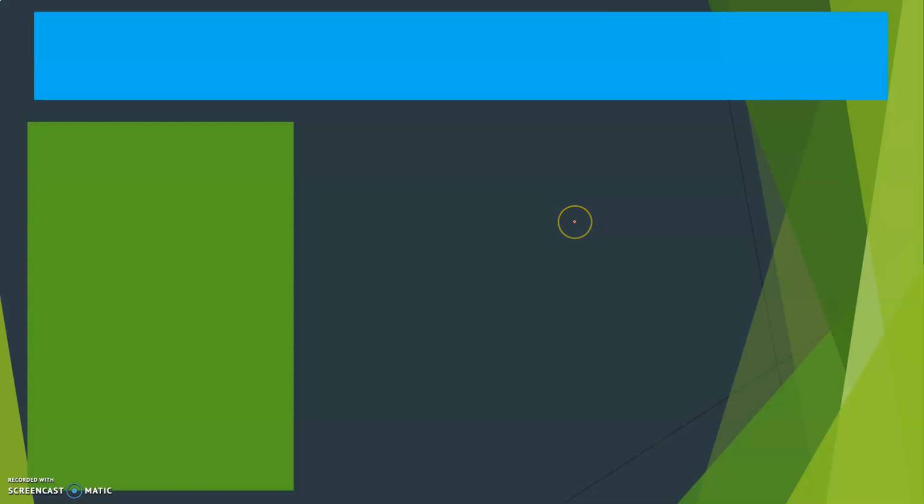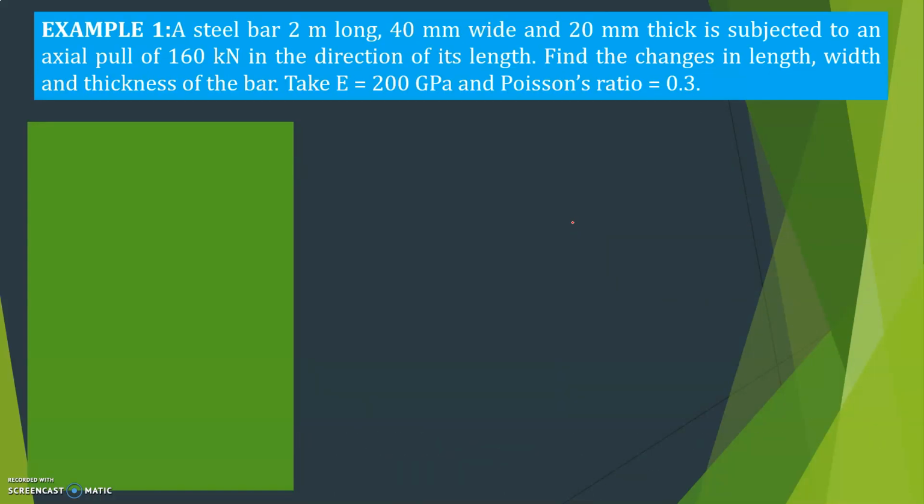Let us solve one example, so you will understand what is the change in the length, what is the change in the width, what is the change in the thickness. Let us consider a steel bar 2 meter long, 40 mm wide and 20 mm thick, subjected to an axial pull of 160 kilonewton in the direction of its length. Find the changes in length, width and thickness of the bar. Take E equal to 200 GPa and Poisson's ratio equal to 0.3. What you have to find here?